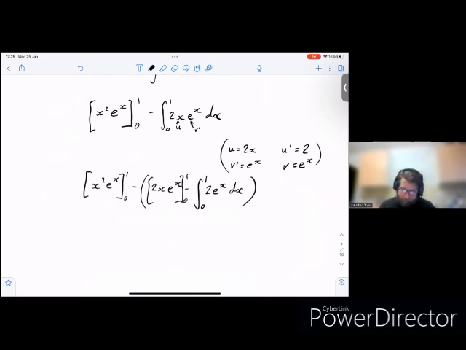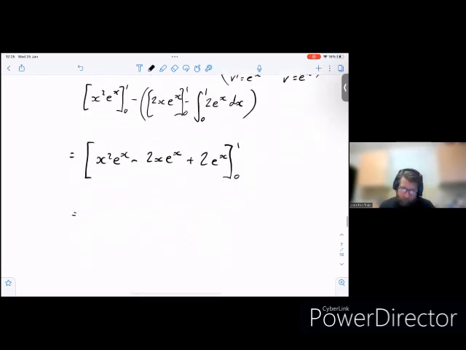Okay, so let's use just one pair of square brackets here for everything. So we've got x squared e to the x minus 2x e to the x. And now we've got minus the integral of 2e to the x. So that's plus 2e to the x. And the whole thing is between 0 and 1.